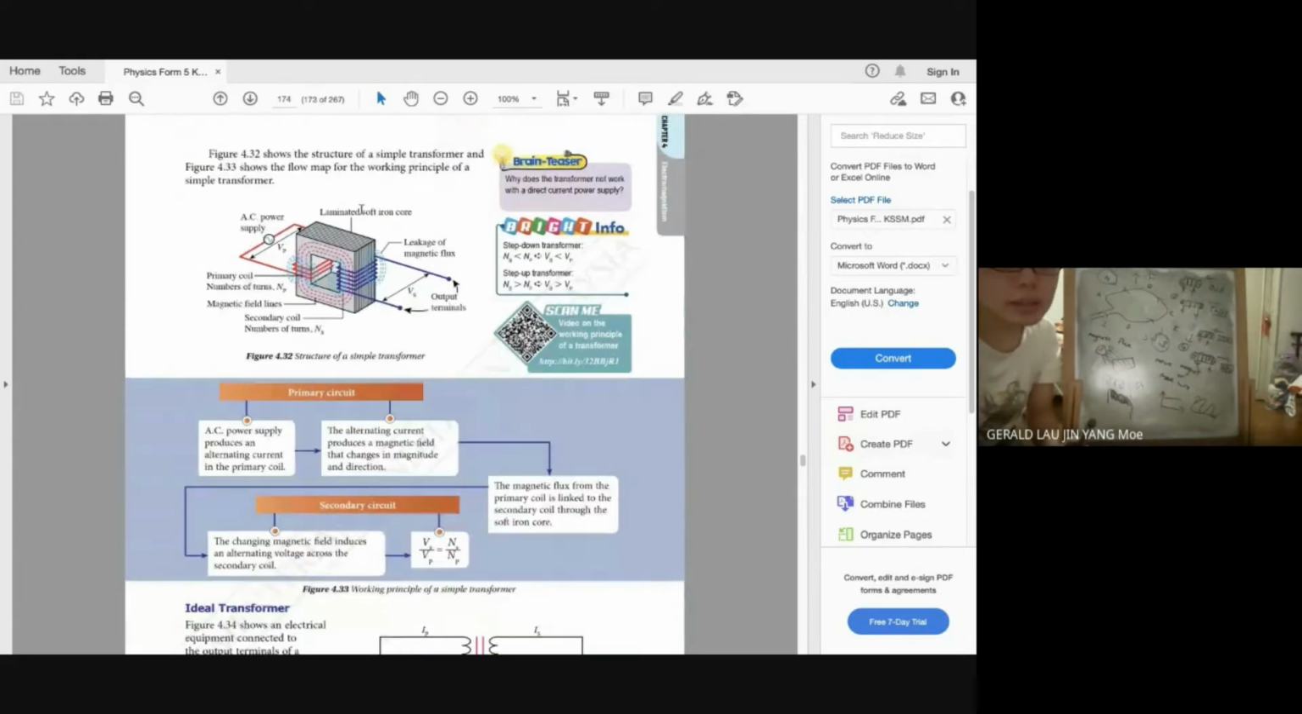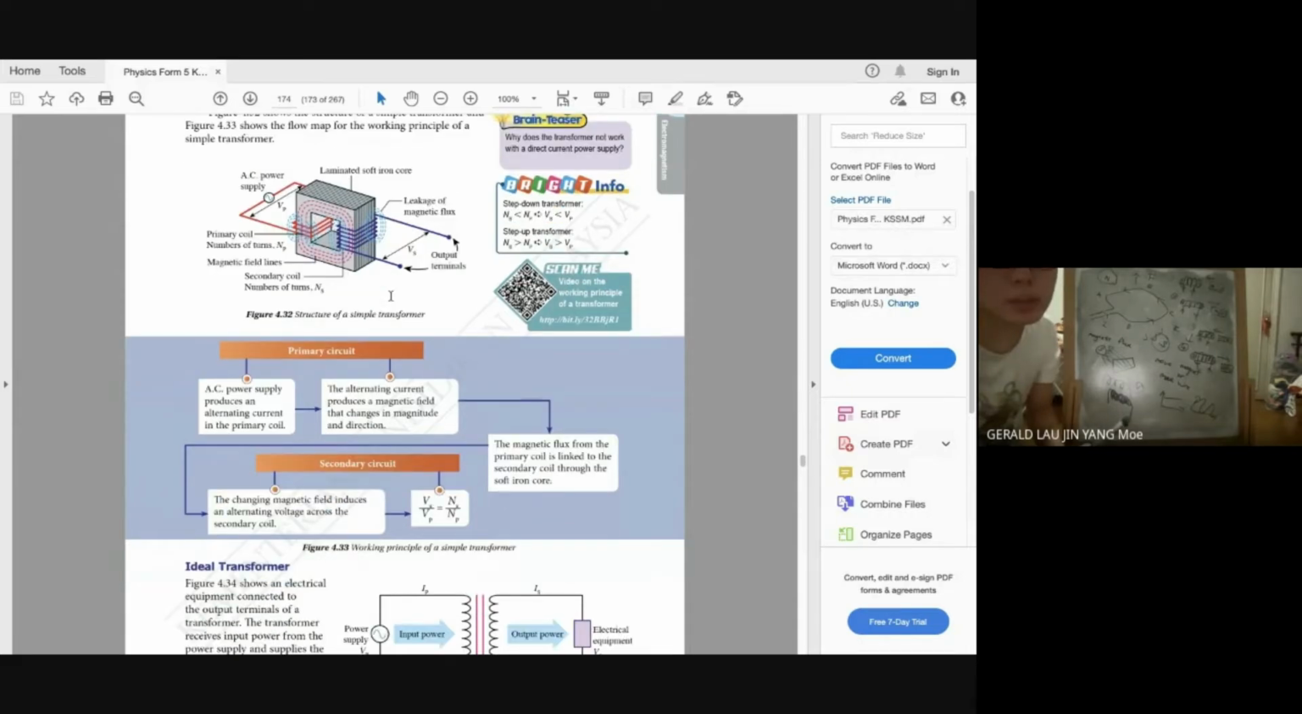Okay, so let's look at the structure and the mechanism. So a simple transformer is made up of a laminated soft iron core. We will see why it is laminated and soft later. You have your AC power supply, which is your input, and your output terminal. But you see, there will be leakage of magnetic flux. Your magnetic field is free, that's why it will flow outside and be lost to the atmosphere.